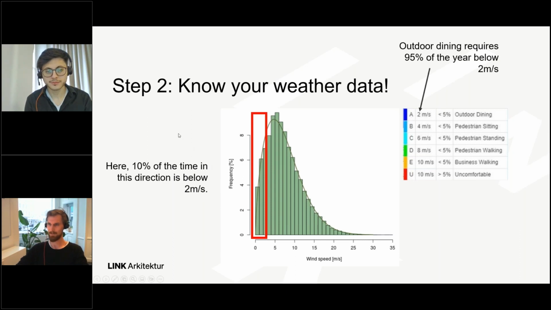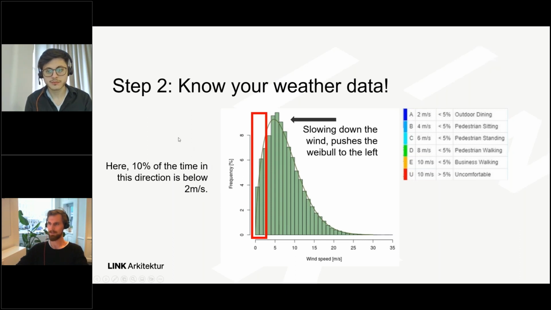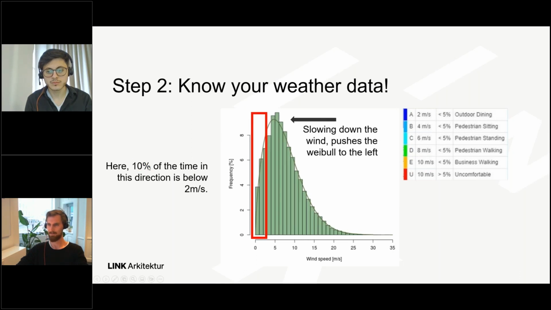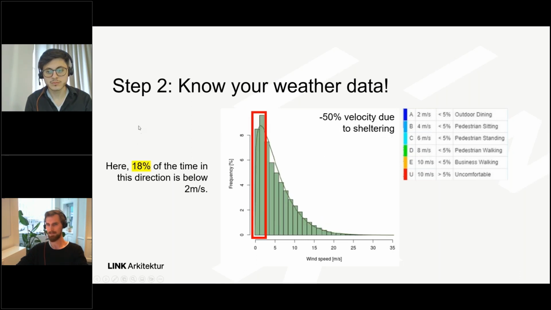If we're creating shelter with our buildings, it means that we are pushing on the statistics, we are slowing down all the speeds. So the speed that before was 10 meters per second will jump to the left and is suddenly 5 meters per second, depending on how much we slow it down. And that means that the entire density inside my threshold here has changed. So here we went, by slowing it down, from, let's say, 10% of the time to 18% of the time. We're not anywhere near the 95% that I mentioned before. This is just a little statistical exercise.